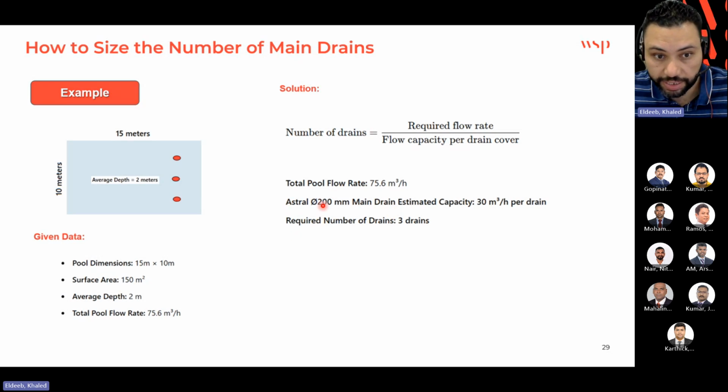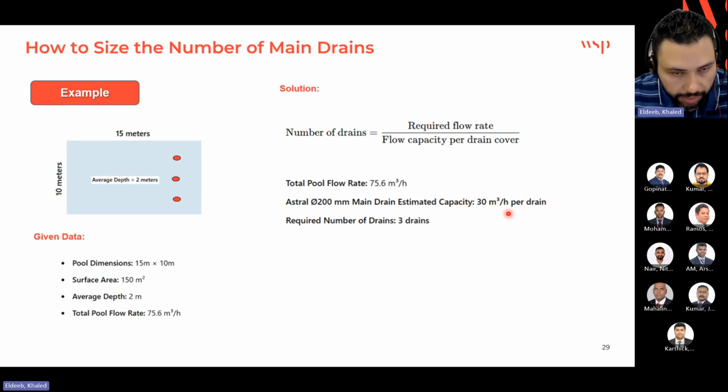If we select an actual model, a 200 mm Astral main drain, the capacity of this one, which I found in the catalog, is around 30 cubic meters per hour per drain. I was planning to show you the website when I prepared this material, but I forgot. But there is a model like that, and if you search for it on Google, you can find it. So the capacity is 30 cubic meters per hour, and based on this, the required number is 3 drains.